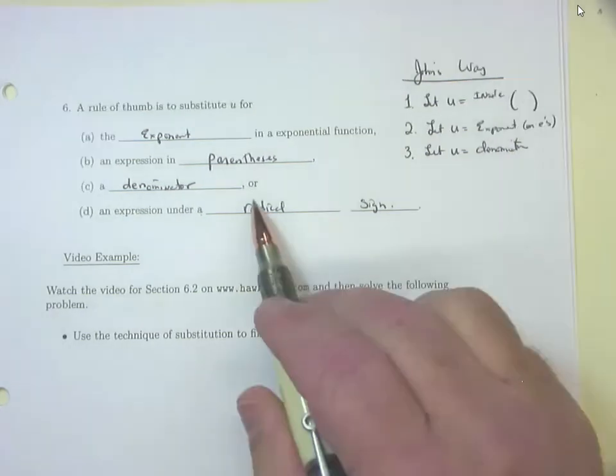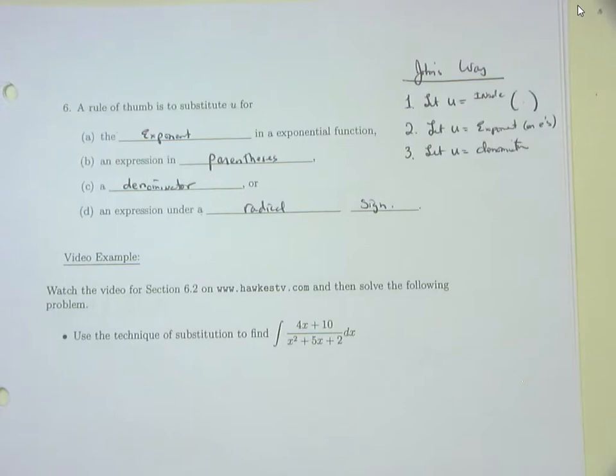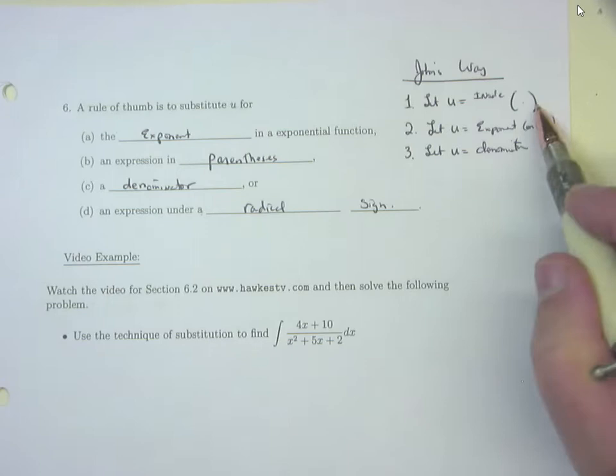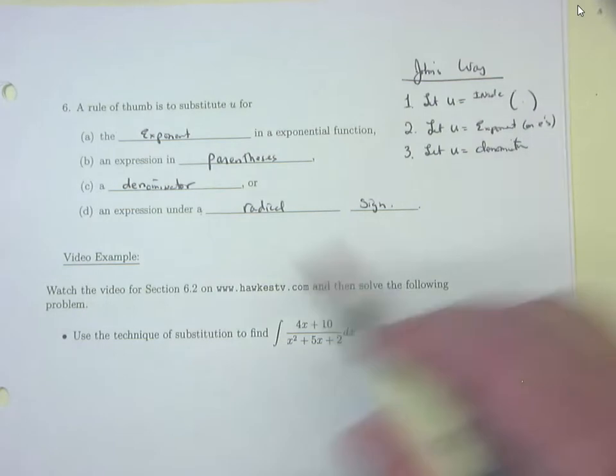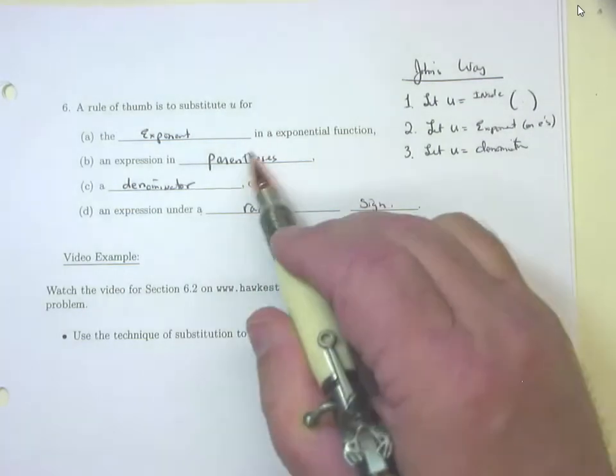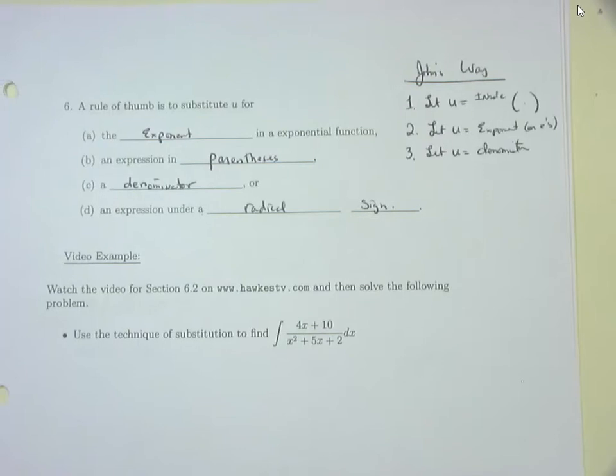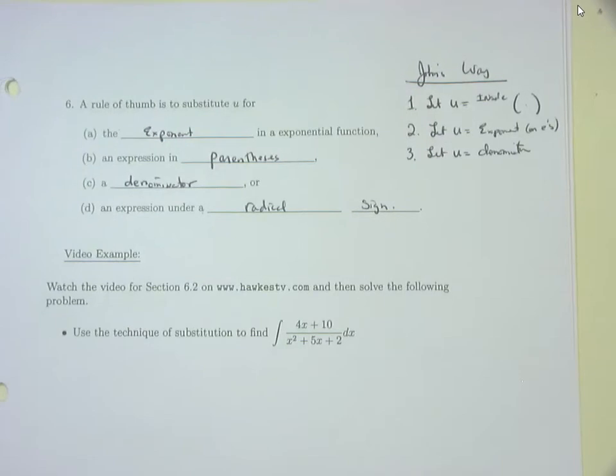Now, they said there, let u equal underneath the radical sign. Well, here's the deal. I don't do radicals. What's a square root also known as? Something to the 1/2 power. And when I'm back to something to a 1/2 power, I've got inside the parentheses. It'll be to a 1/2 power. So this is just an extension of inside the parentheses. Okay? So 1, you let u equal inside the parentheses. 2, exponents on e's. 3, you let u equal the denominator.